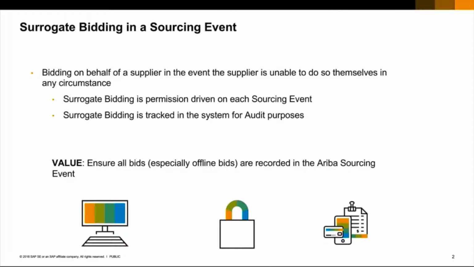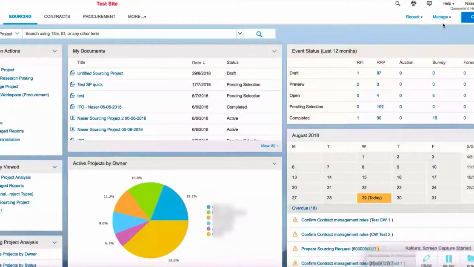All surrogate bids are tracked in the system for audit purposes, so if you go to the log section on the sourcing event, you'll be able to specify which suppliers were surrogate bidded on and by which user. The real value here is to ensure that all bids are tracked in the system, which will lead to proper side-by-side evaluation and grading in the event itself. Let's take a look at how this is done in the system.